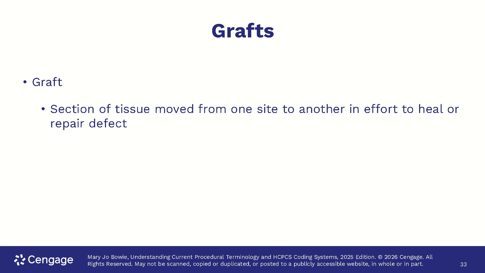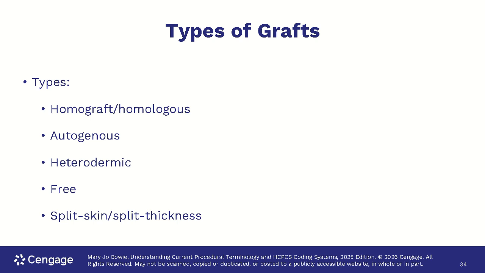All right, next up we have grafts. And this is where a section of the tissue is moved from one site to another site in order to heal the site or repair where that defect is. CPT manual calls out many types of grafts: autogenous, homogeneous, homologous. And what you need to really just understand about the differences of these is where it's coming from, right? Auto means self, right?